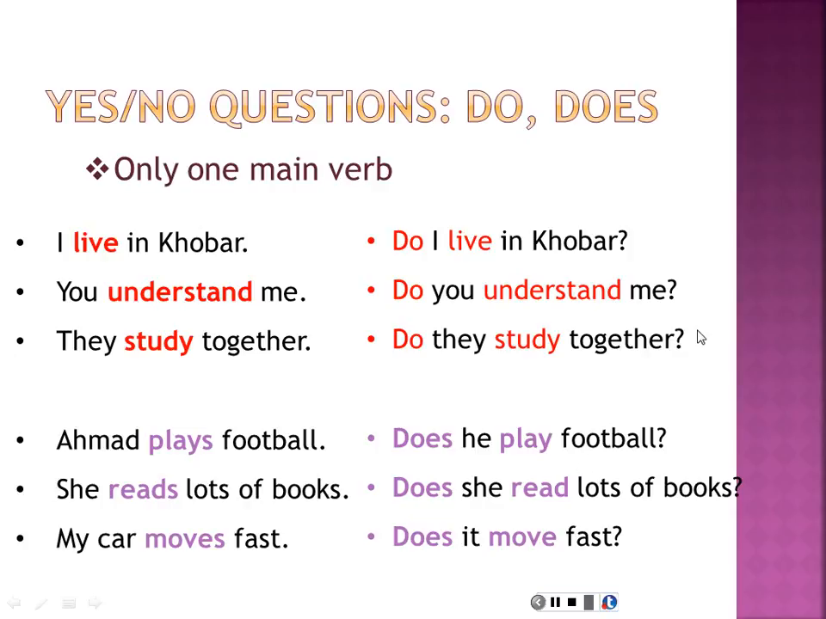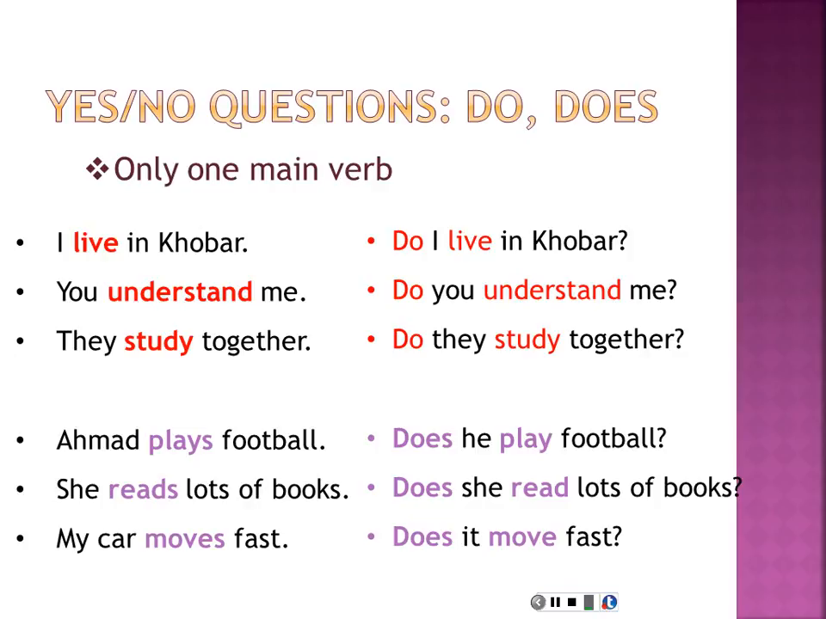So this is everything about yes no questions, how to make a yes no question. These are all the rules for this grammar for making yes no questions using do and does. So now we learned how to make yes no questions in the present simple. So we make yes no questions using verb be, or using do or does.